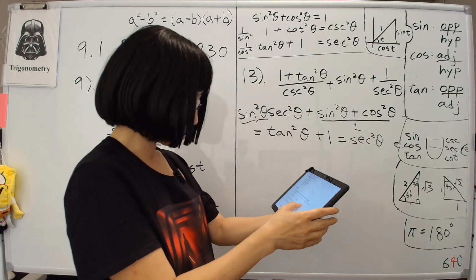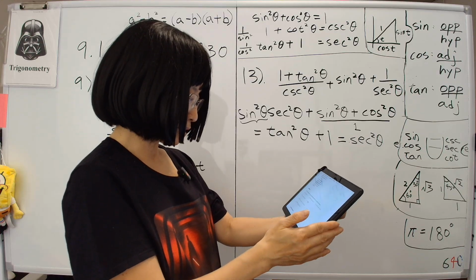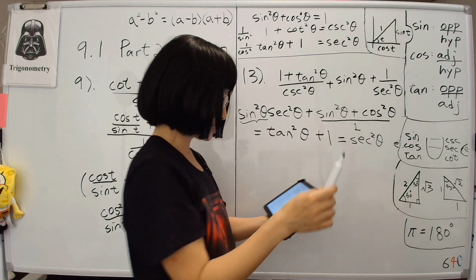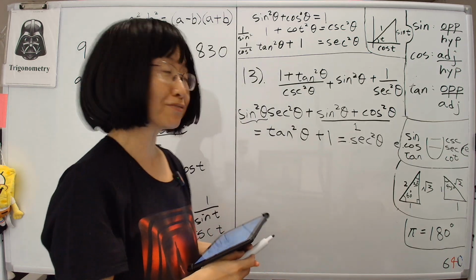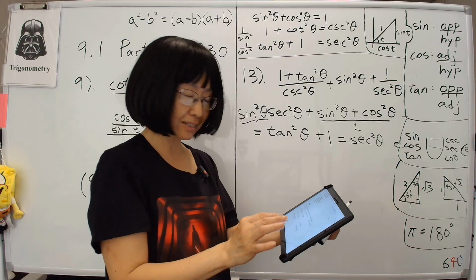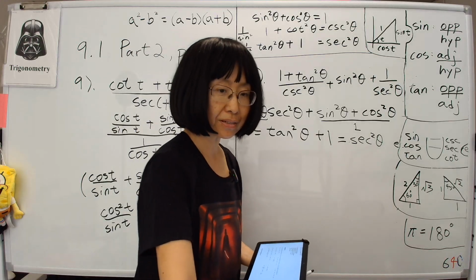Problem 13. The problem here says it is in terms of theta, but the answer is in terms of x. I think the author forgot that he was using theta, but that's okay. The point is the answer is secant squared, and that's problem 13.